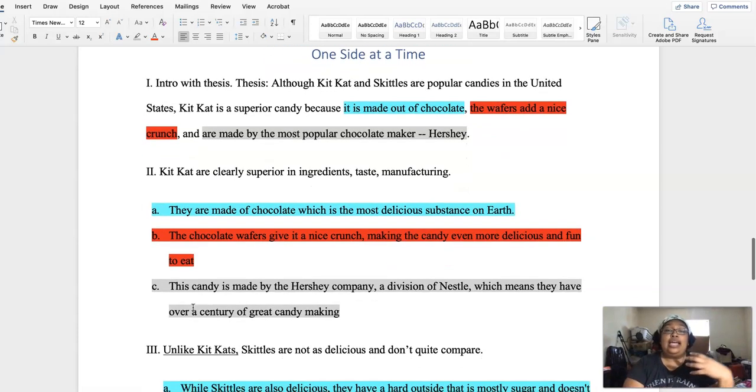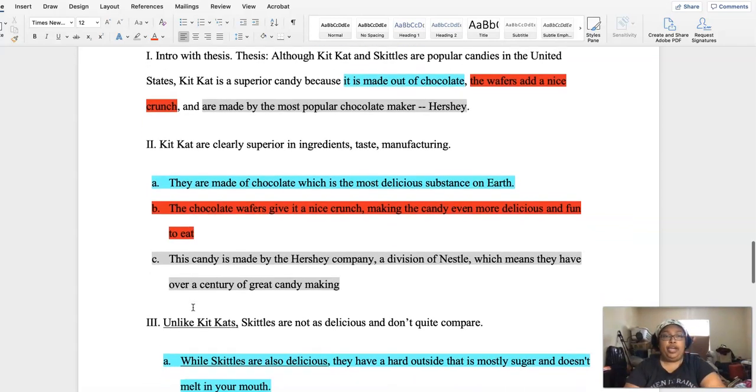So with one side at a time, that means you're going to talk about all the Kit Kats first, and then talk about all the Skittles second, okay? So you're not going to move them in different directions, like, oh, I'm going to talk about Kit Kats, and then talk about Kit Kats some more, and then Skittles for the rest of this paragraph, and not move to Skittles until paragraph 7. First of all, there should be no paragraph 7s. There should be no paragraph 6. It's either four paragraphs or five paragraphs. Make a decision.